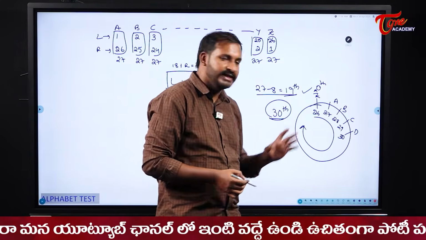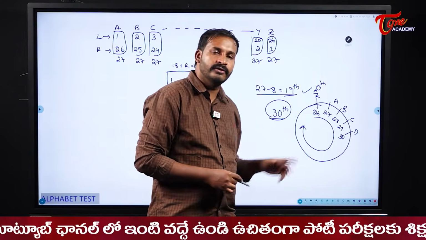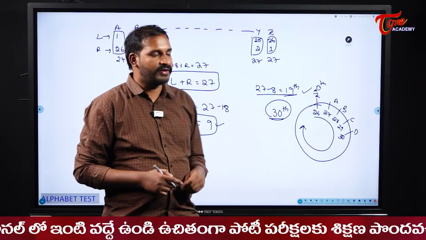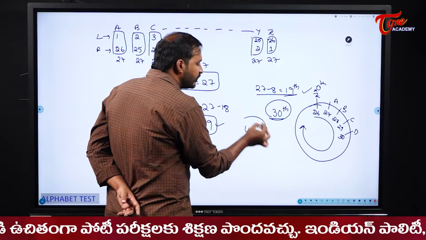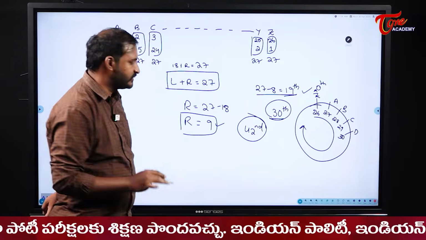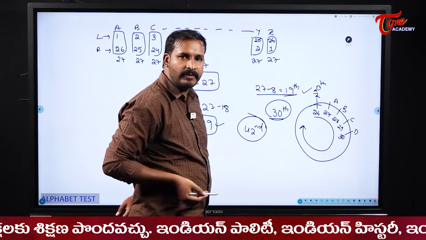Sir, this is just a D, so you have written up to D and found it. For example, if I want to find the 42nd alphabet, how do I find it? Very simple, students. In one round, how many alphabets will we have?